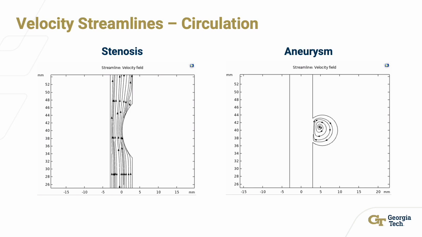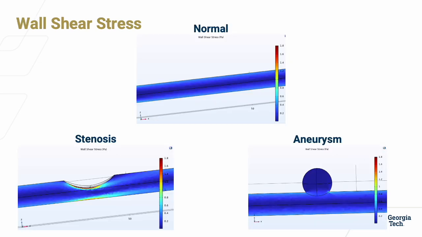Streamlines are also important to visualize the circulation that's happening in both of these models. With the stenosis, we can see that there is a small circulation occurring right behind the narrowing. And then with the aneurysm, we can obviously see that there is a circulation happening within the aneurysm itself. And so it's important to make note of these circulations because they can contribute to the unsteadiness of the velocity and increase turbulence in the flow.